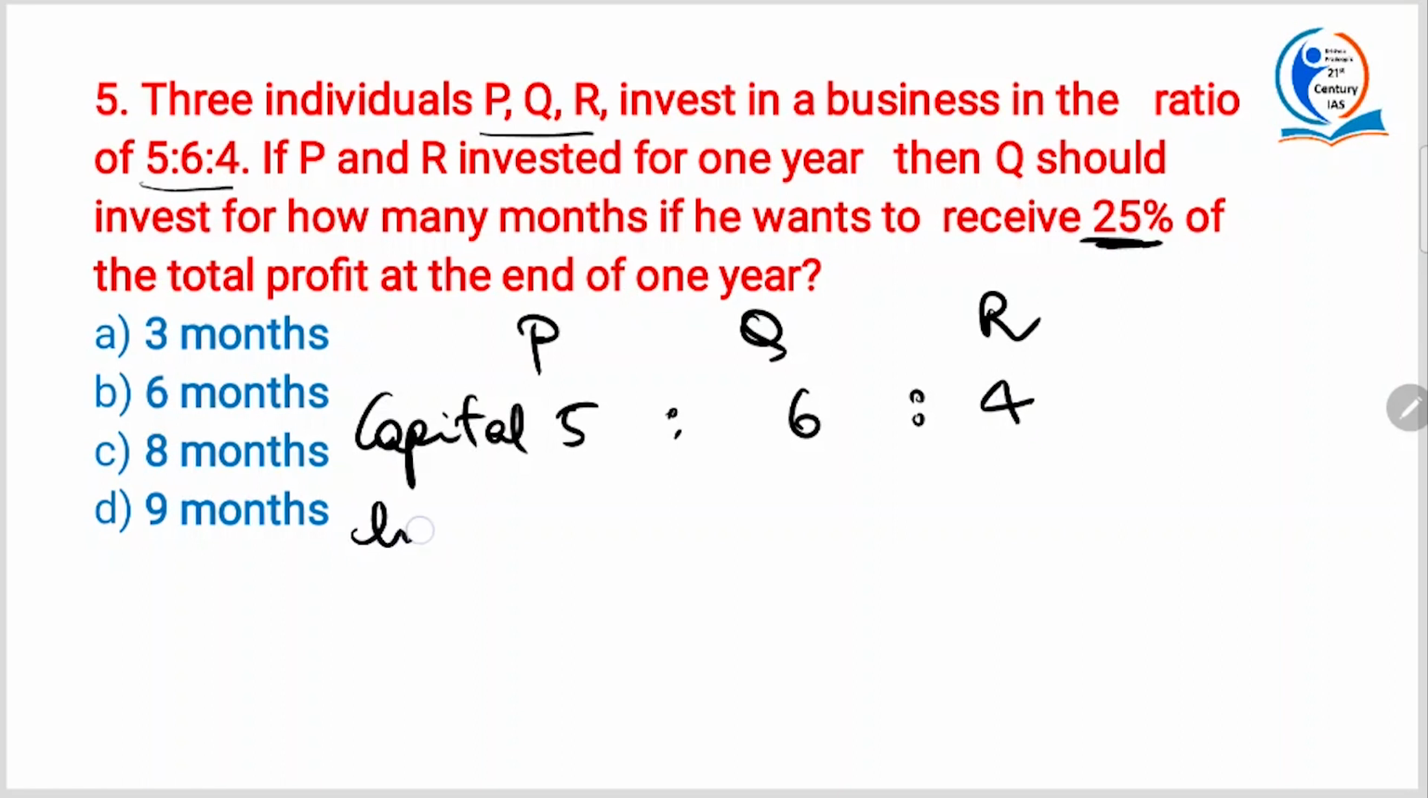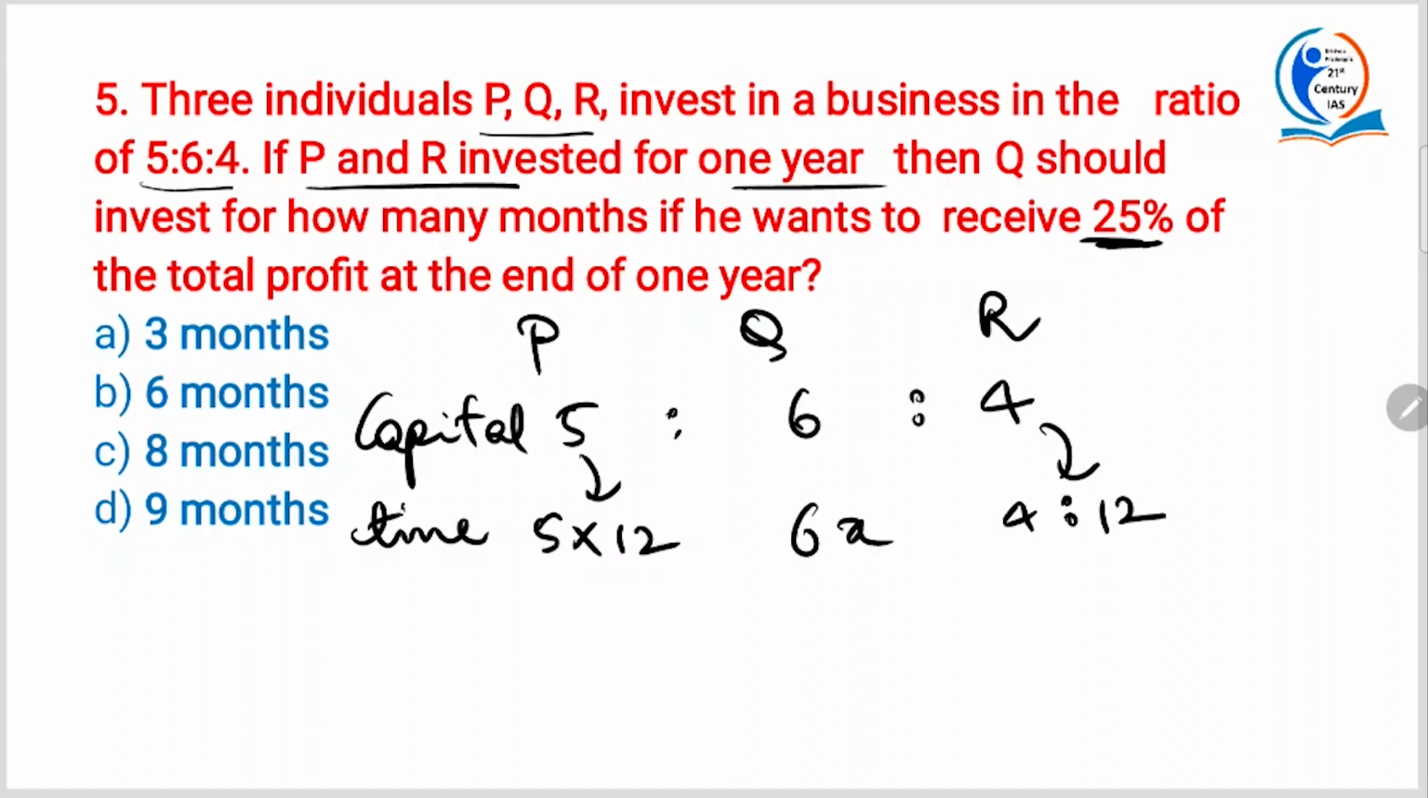Now what is the ratio of their profits? It is equal to the ratio of capital into time periods, right? So it is given that P and R invested for 1 year, which means it is 12 months. We don't know for how many months Q has invested. So let it be x. Now, what is the given condition? This Q fellow must receive 25% of the total profit.